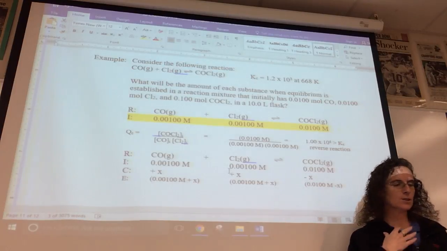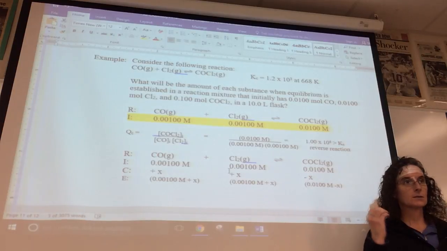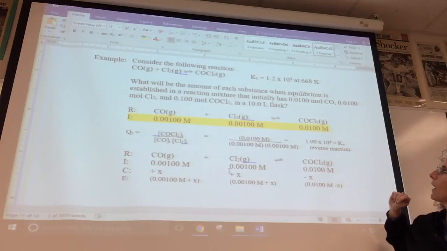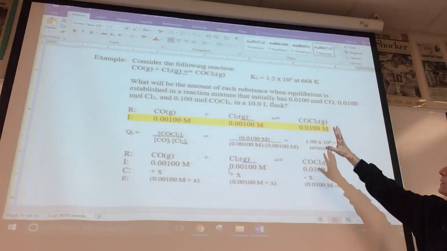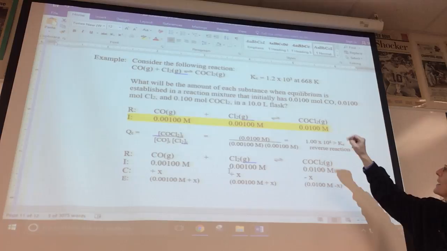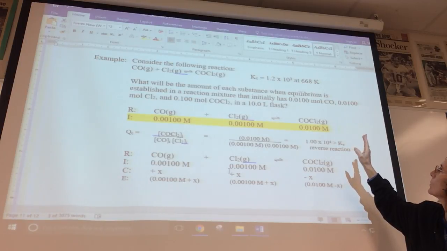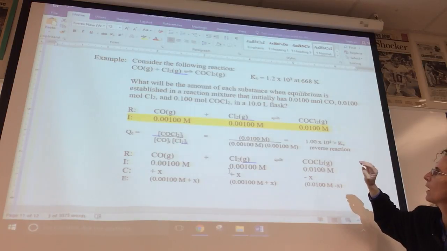This is more interpretational once you get Q. This is very simplistic. This is very much in the POGIL packet. So we'll go through these, and then we'll be able to do a lot of practice, which is exactly what the doctor ordered after this chapter. So it says, consider the following reaction. You're generating phosgene from carbon monoxide and chlorine gas. The Kc is given. What will be the amount of each substance when equilibrium is established in a reaction mixture that initially has 0.0100 moles of carbon monoxide, 0.0100 moles of chlorine gas, and 0.1 moles of phosgene.